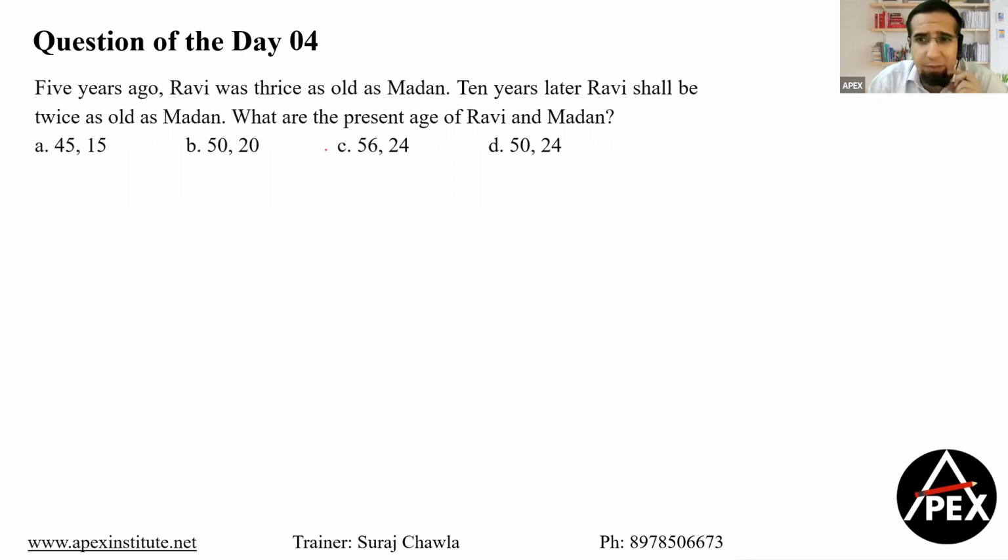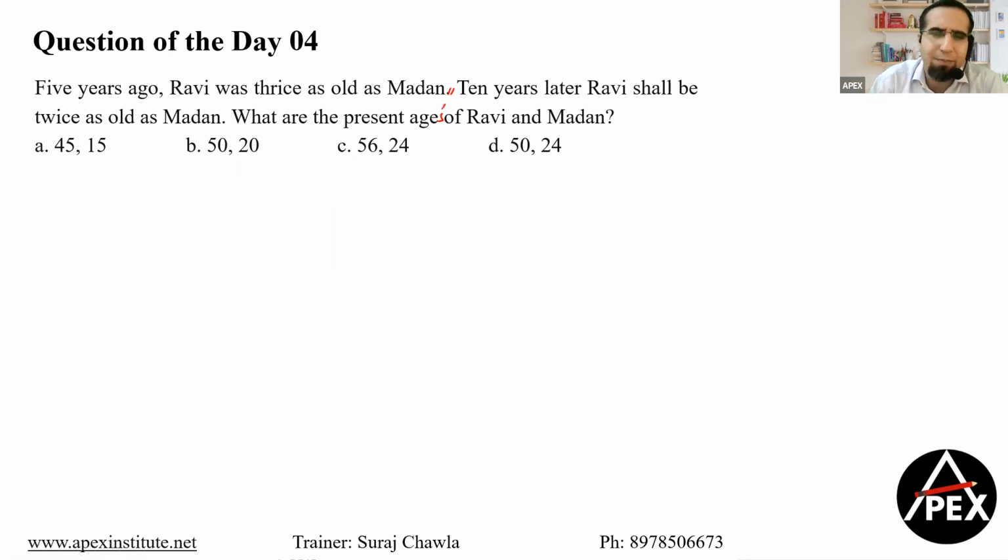Right now, this question is a very simple question on ages. 5 years ago, Ravi was thrice as old as Madan. 10 years later, Ravi shall be twice as old as Madan. What are the present ages of Ravi and Madan? Right now, it's a very simple question.